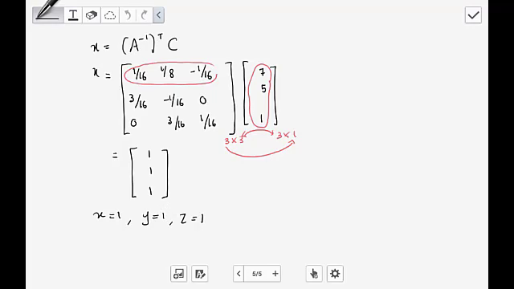So this is solving systems of linear equations using the inverse matrix. That's all for this learning outcome.